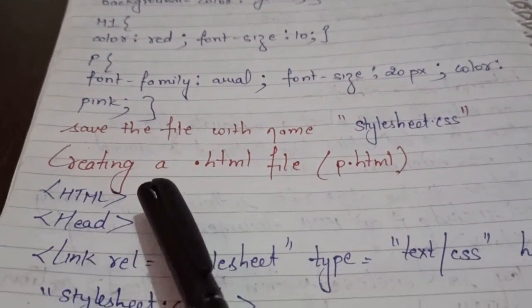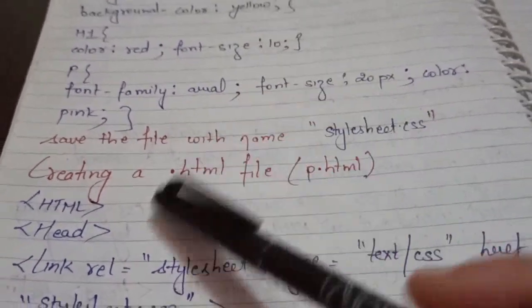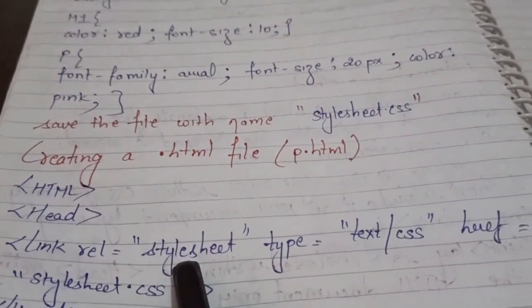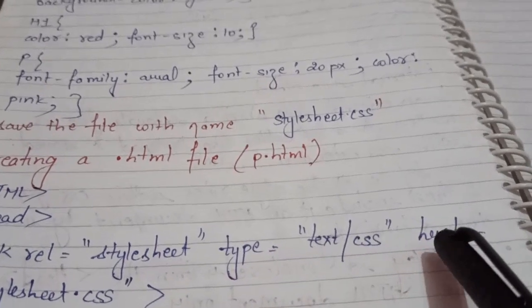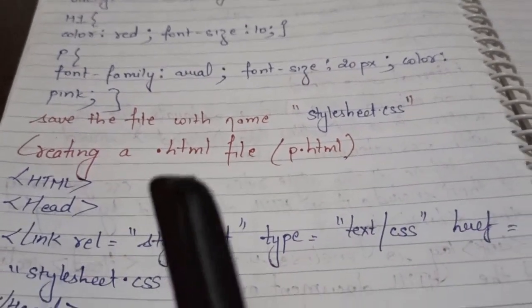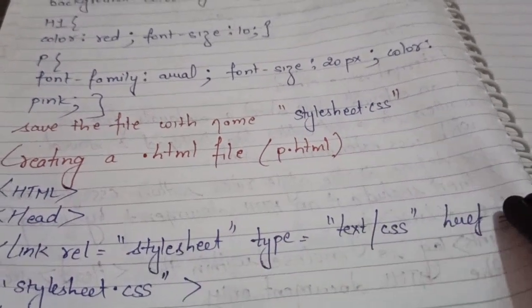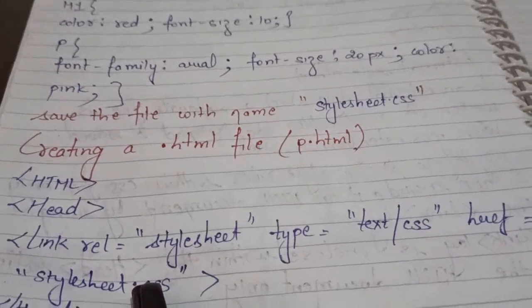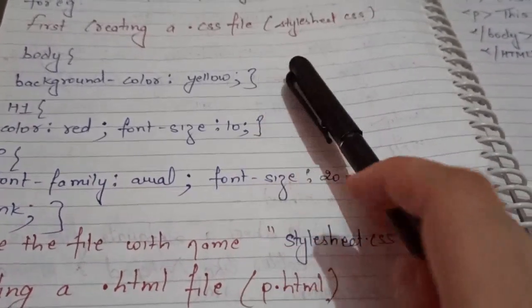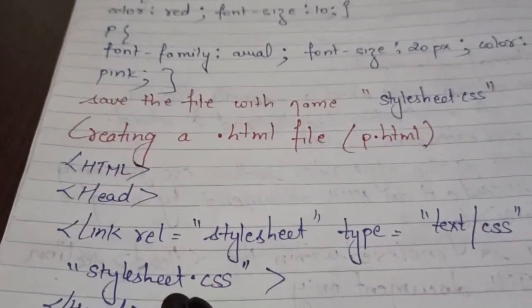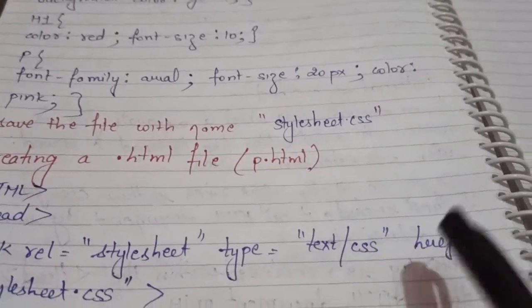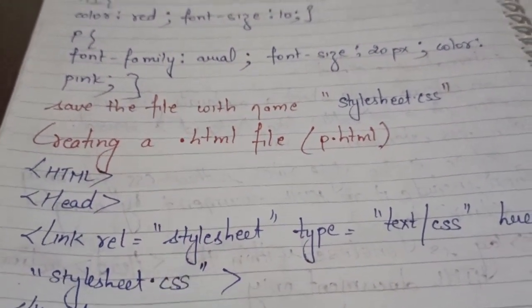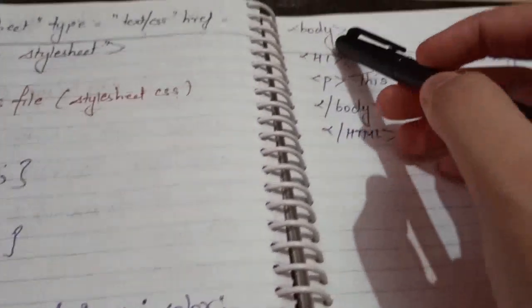So let's check. First HTML, then head. As I told you, the link tag will come under the head section. So I've applied the same syntax, that is link rel equal to stylesheet, type equal to text/css, and then href equal to. One thing you have to remember is that till href the syntax would be the same, only the difference is the name of the file. Like here I have saved the CSS file with the name stylesheet.css. So that is what I mentioned over here in href, as href contains the URL, so I have specified the URL, that is stylesheet.css.